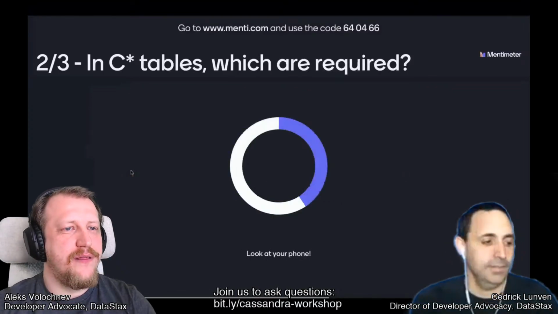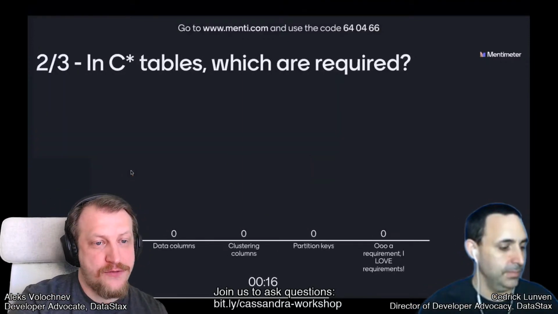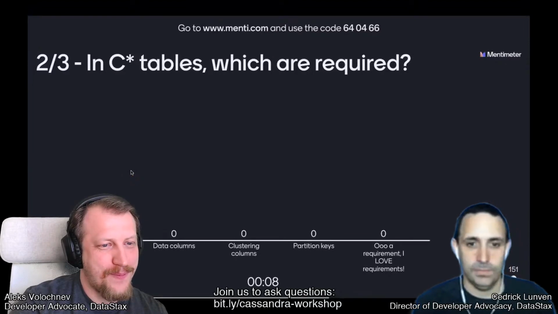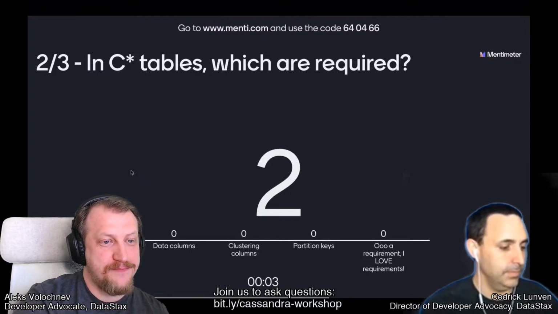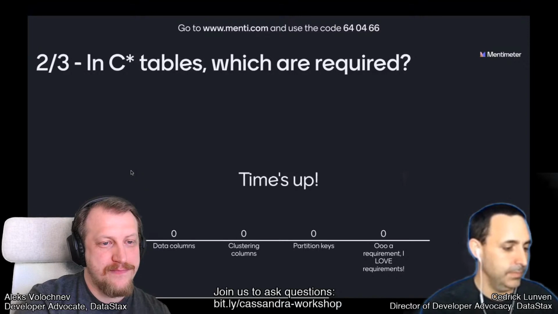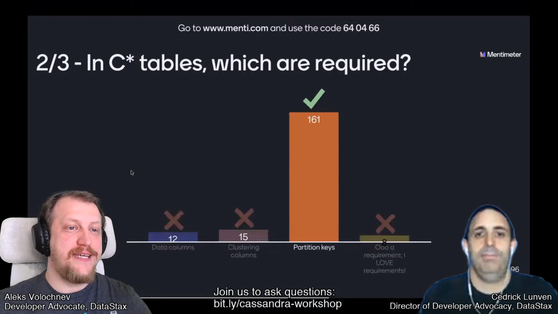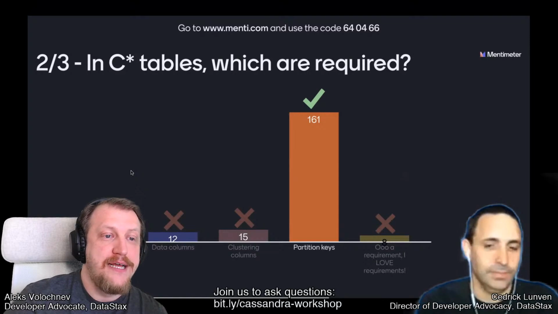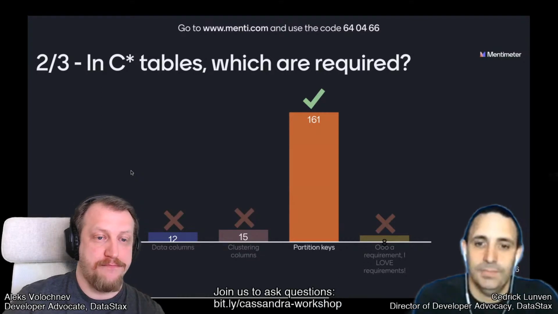In Cassandra tables, which are required? Data columns, clustering columns, partition keys. What is required in Cassandra tables? Time is up. Yes. The correct answer is partition keys are truly required. You may have no data columns, it's fine if you need that. You may have no clustering columns, it's also fine. What really must be defined is a partition key.